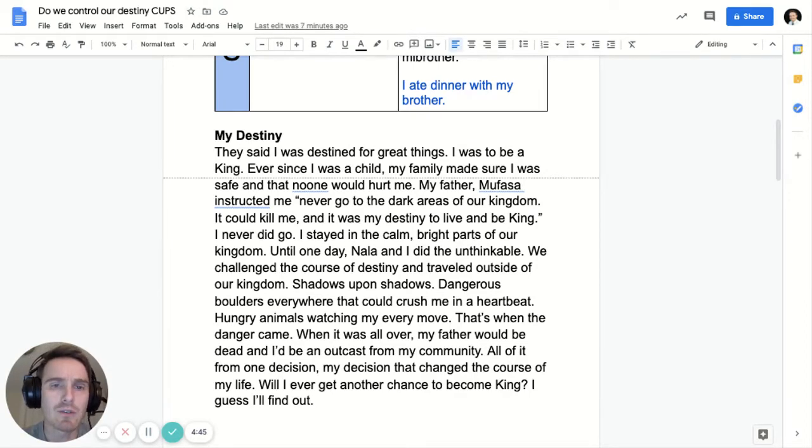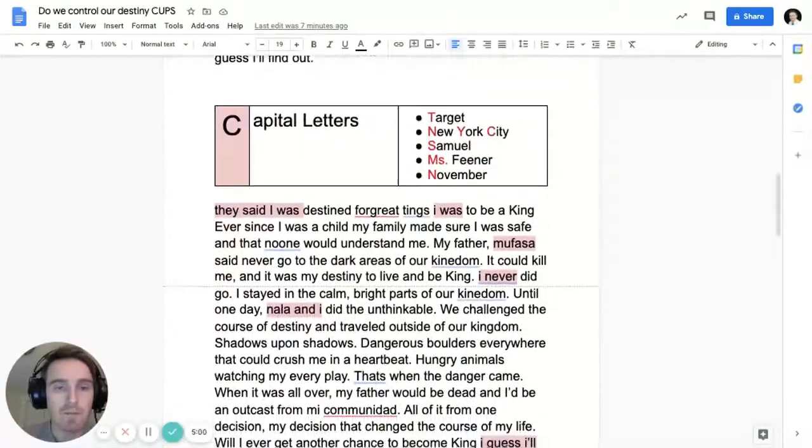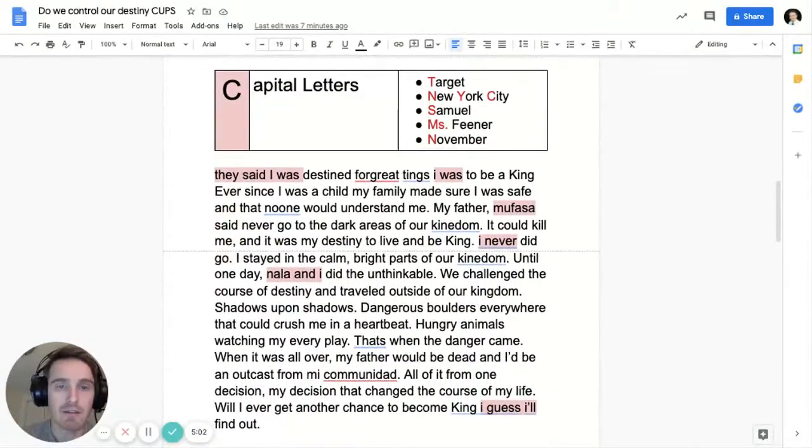So now what I'm going to do is go back in time and show you my first draft. And then we're going to edit it to get back to my final draft. All right. So here's my very first draft, before I made any changes. All right. So the first thing we're going to look out for is capital letters. Remember, names, beginning of sentences, names of places.